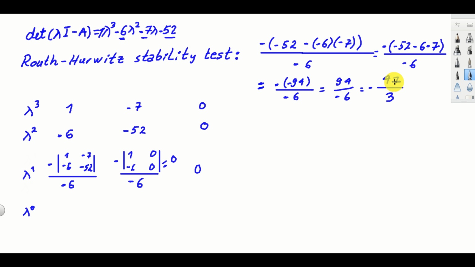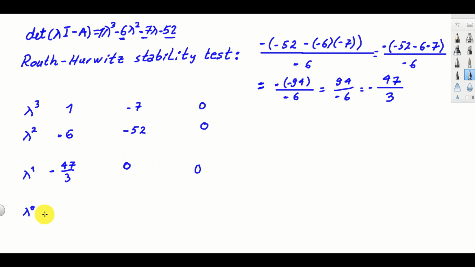And now what we can do over here, to make this table look nice, I will erase this formula over here and this one. Then over here I will write minus 47 over 3, and over here I will add 0. Okay, perfect. So let's continue.